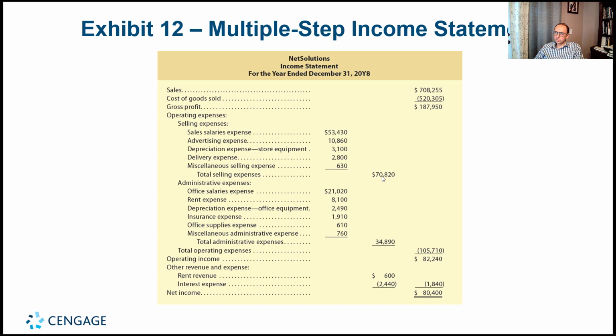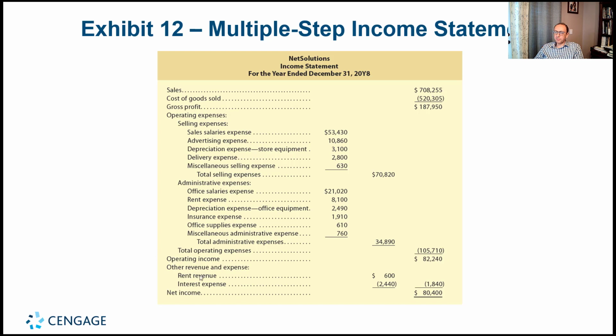We add these 2 totals, the 70,820 and the 34,890, to get the total operating expenses. And we put them between parentheses because these are going to be subtracted from the gross profit. Once we subtract the total operating expenses from the gross profit, we get a number called operating income. The operating income is 82,240. That's the income before calculating any other revenues or expenses that are not related to the main operations of the business. So operating income is the income that's only related to the operations of the business.